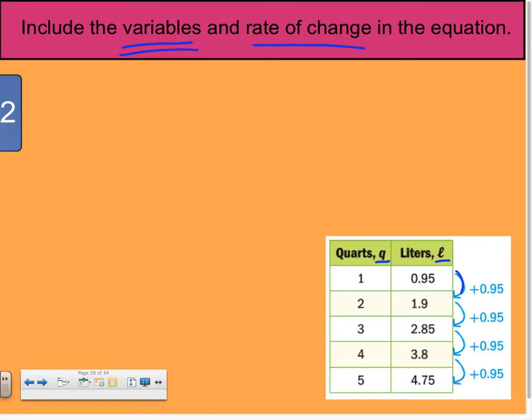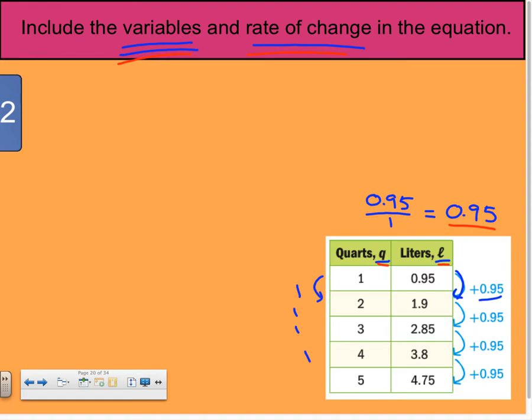Notice over here, they've already shown us that it's increasing by 0.95 every time, where over here, we're increasing by 1 every time. All right, so the rate of change in this table would be 0.95 over 1, or simply 0.95. So now we have the three things we need. Remember, they asked us to use the variables and the rate of change. So we have two variables and a rate of change. Now, how are these connected?